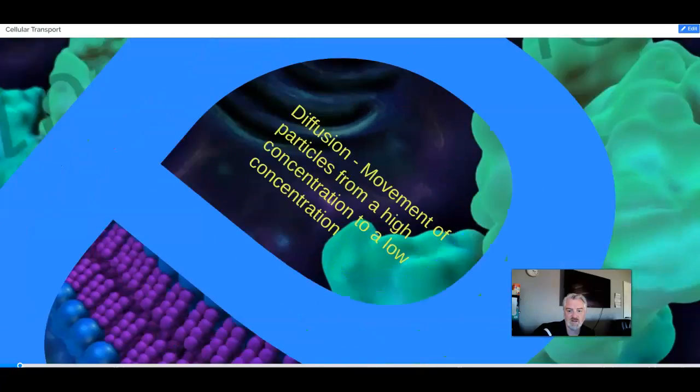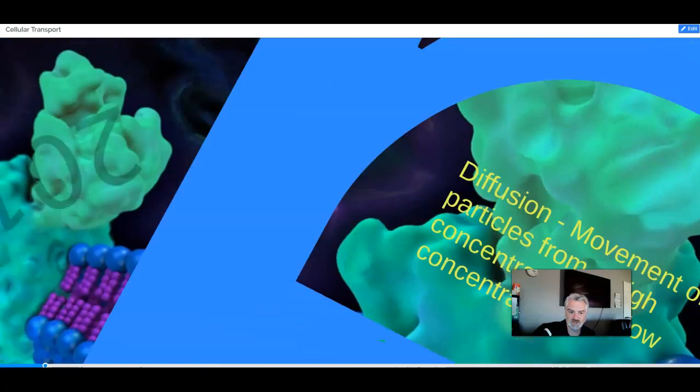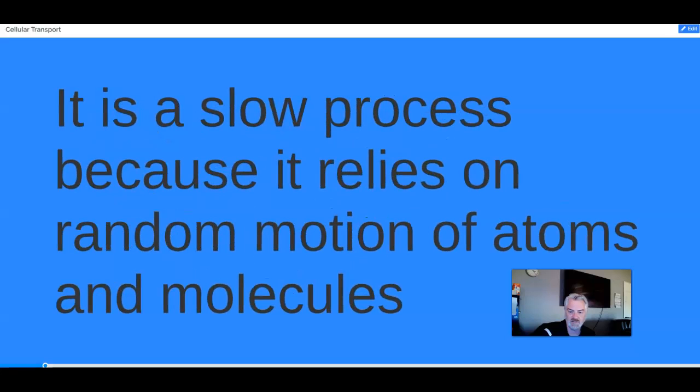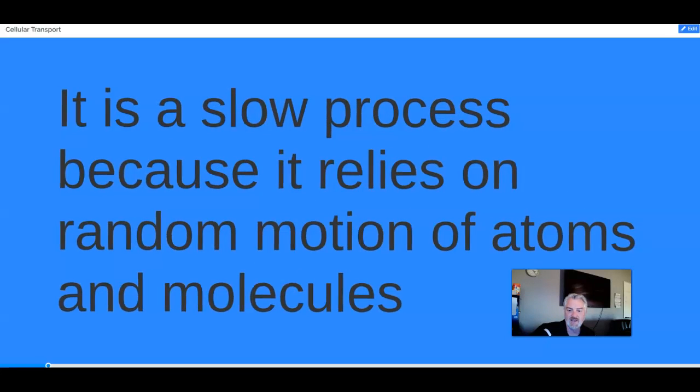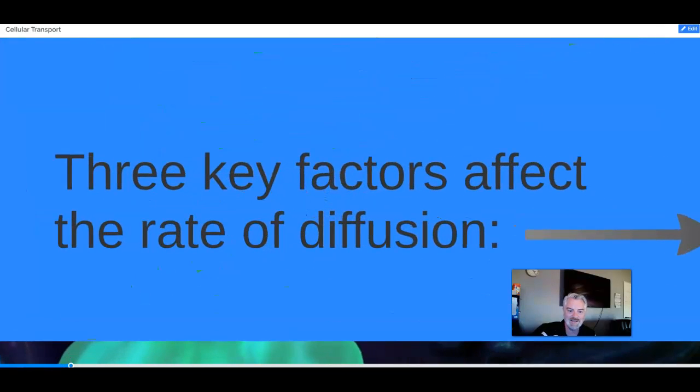So first of all, we're going to talk about this concept of diffusion. Diffusion is just the movement of particles from a high concentration to a low concentration. We say that these particles move down their concentration gradient, or with their concentration gradient. No energy is required for it, so it's a slow process. It relies on the random motion of atoms and molecules. And again, particles in diffusion always go from high to low concentration.